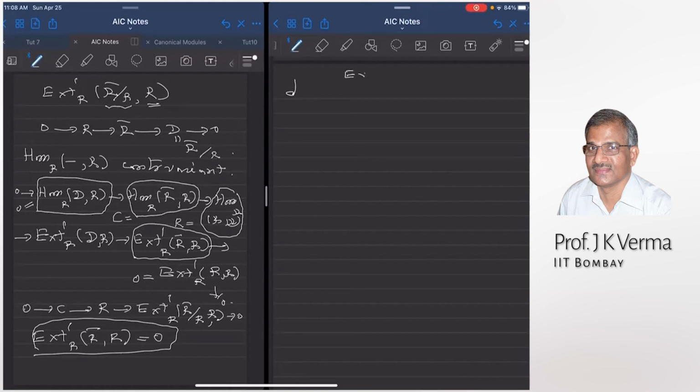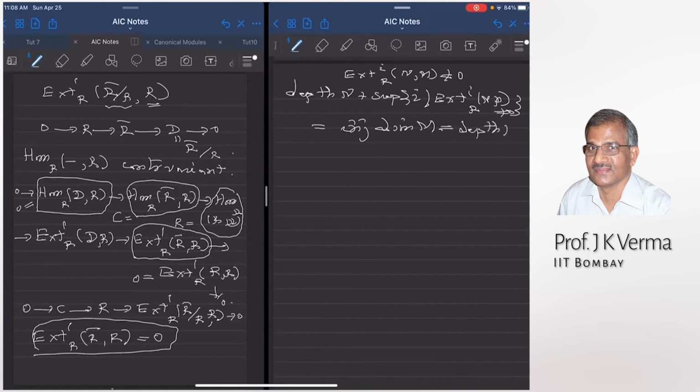Yes, we have a nice tool to detect the last i so that this is non-zero, and that is given by this formula: depth of N plus the supremum of i such that Ext^i(k, N) is not equal to 0, and this is equal to the injective dimension of M. Suppose I have a module of finite injective dimension, then we know that it is equal to depth of R. In our case, this is equal to 1.